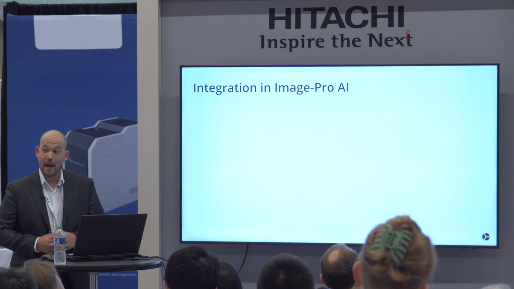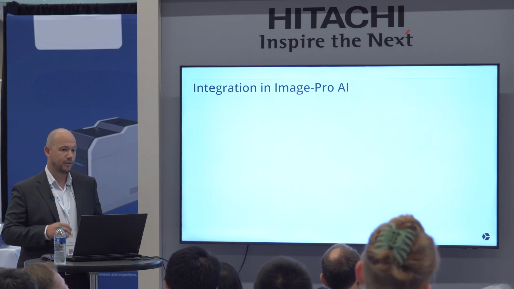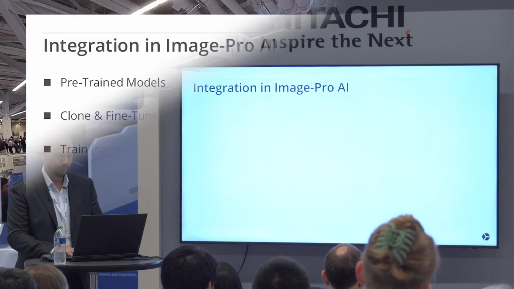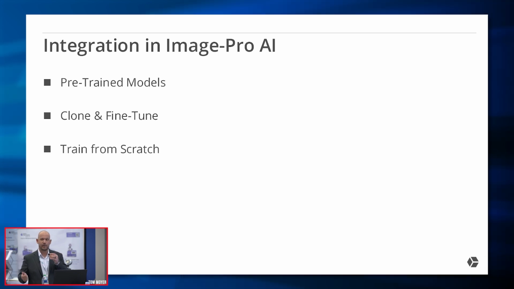Now I want to talk about how we've integrated AI deep learning into the Image Pro platform. There are collections of pre-trained models. Some are very specific to find very specific features in images. Some are more general and have been pre-trained on a very wide variety of objects. But we also give you the ability to clone those pre-trained models and then fine tune them using the materials that have already been used to train that pre-trained model.